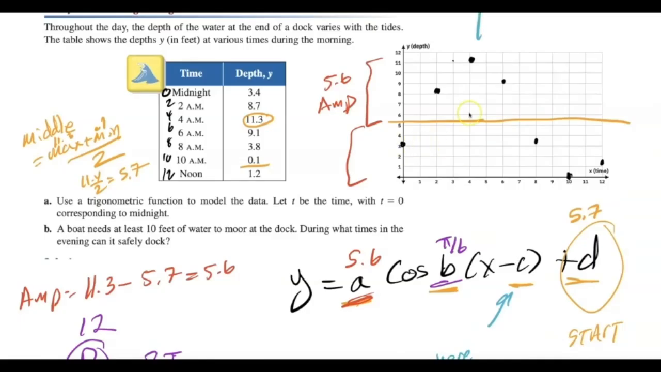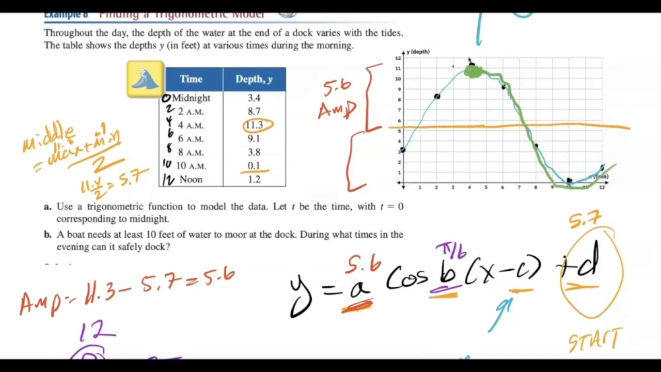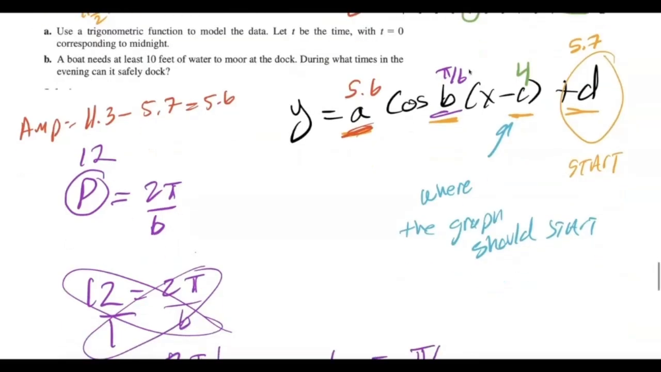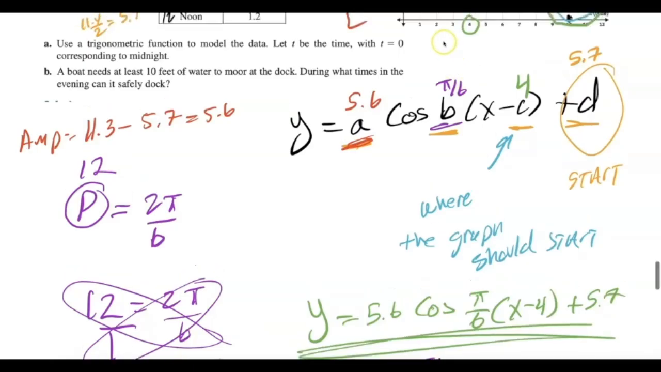If we're looking at this graph here, it's like connect the dots. If it was a cosine graph, where should it start? I would say right here. That's where a cosine graph would start. We're going to say 4 is our c. That's the only thing that changes if we did sine. If we did sine, we should start right here, and we'd have to figure out what point that is. But since we're doing cosine, our graph would start right there. That's the only difference. So there's our equation: y equals 5.6 cosine of pi over 6 times (x minus 4) plus 5.7. That's our model for this data.